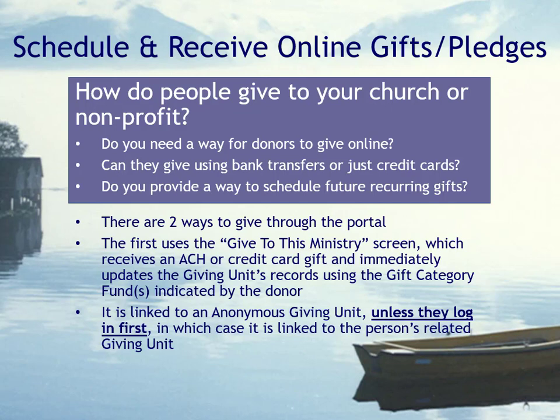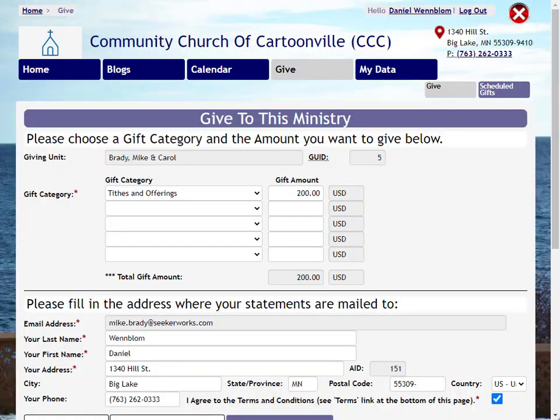It is linked to an anonymous giving unit unless they log in first, in which case it is linked to the person's related giving unit. Here's an example of giving $200 to the Tithes and Offerings Fund.